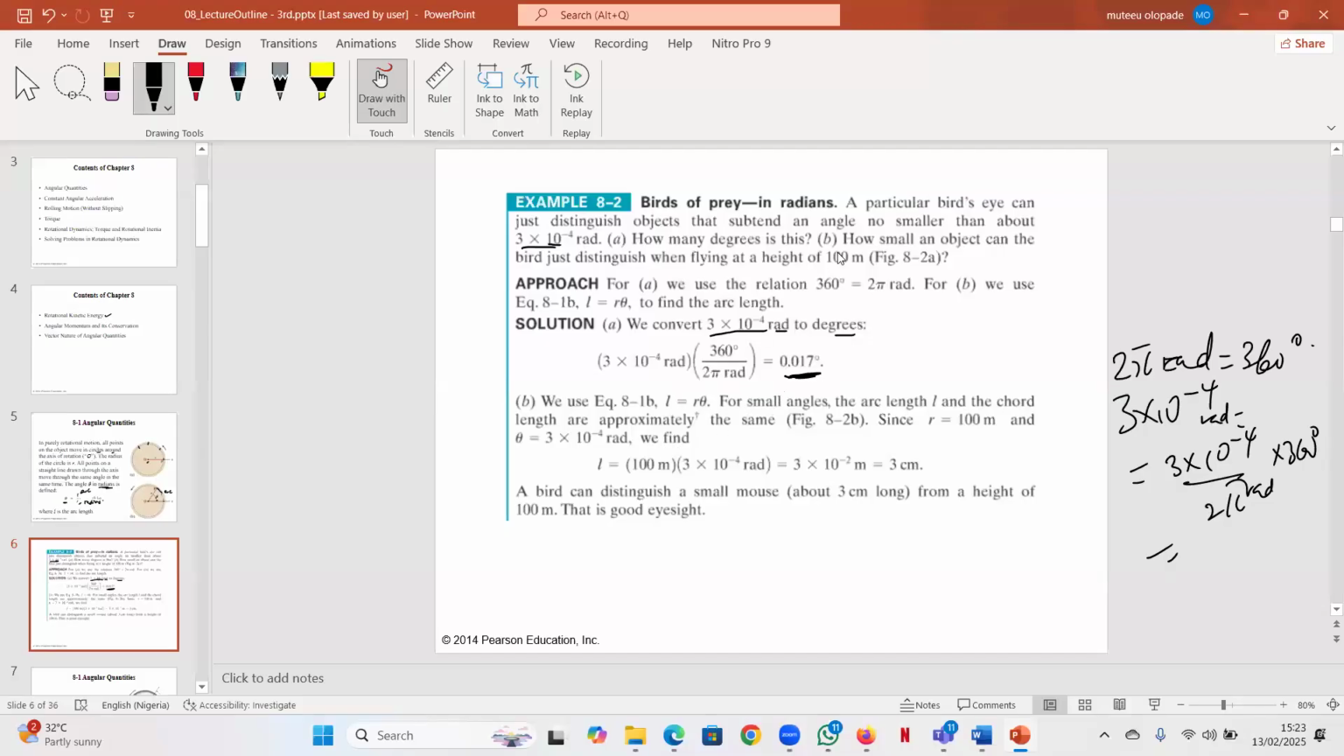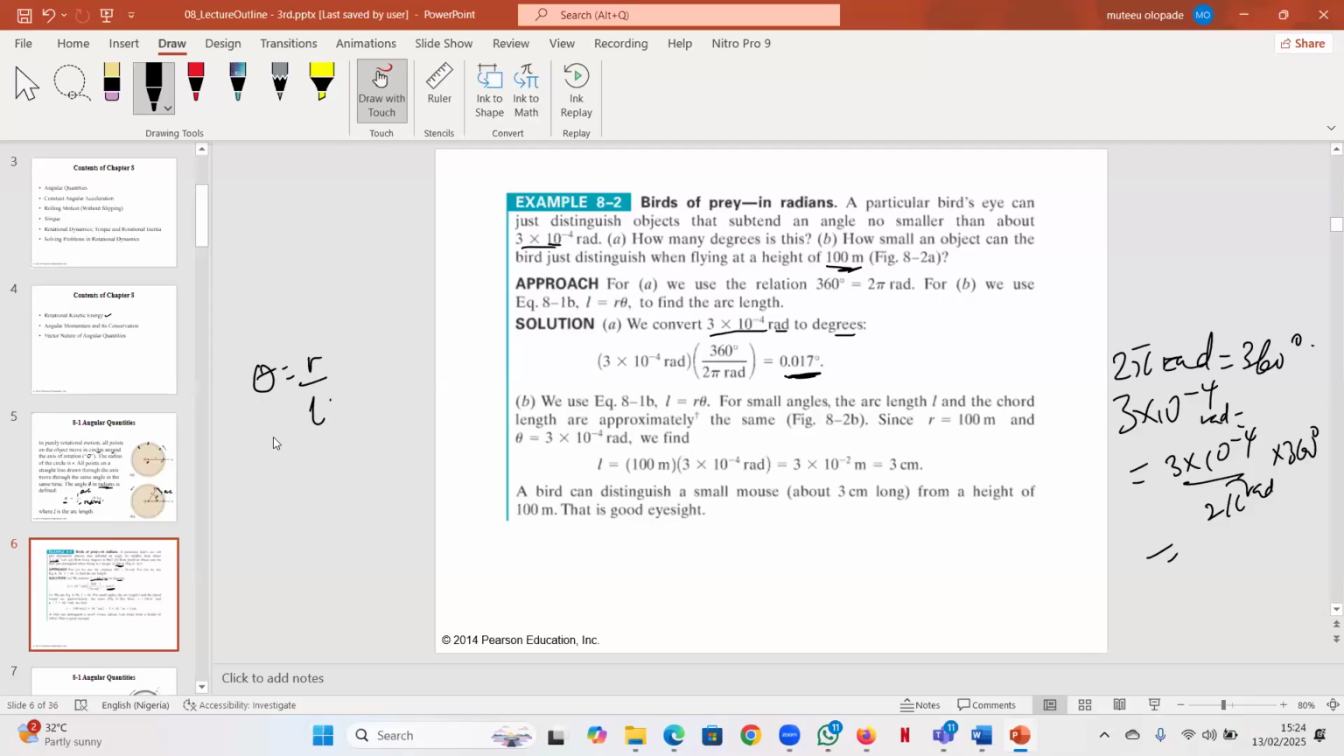Now the second question: how small an object can the bird just distinguish when flying at a height of 100 meters? We knew earlier that theta is equal to L divided by r.